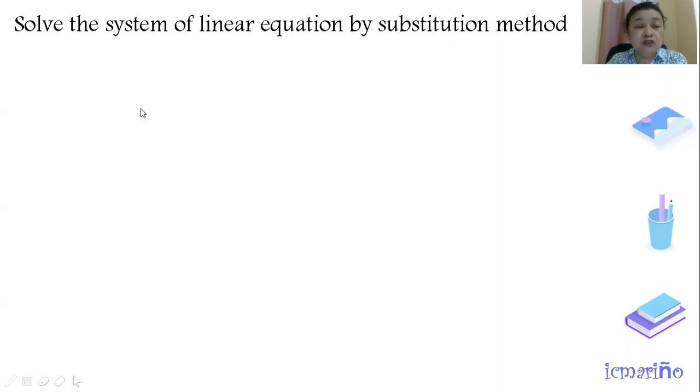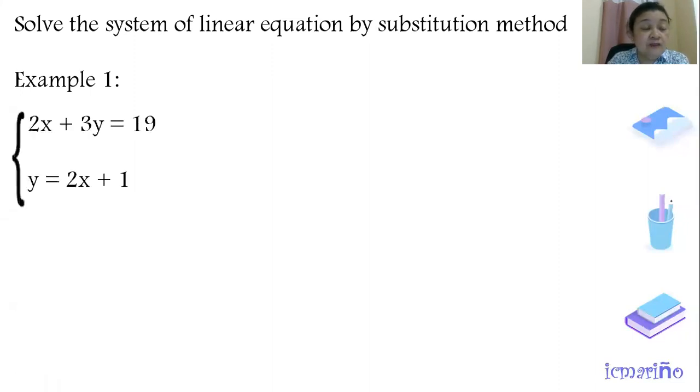What if we need to solve the system of linear equations by substitution method? Example. We are given 2x plus 3y equals 19 and y equals 2x plus 1. How can we solve the system of linear equations by substitution method?